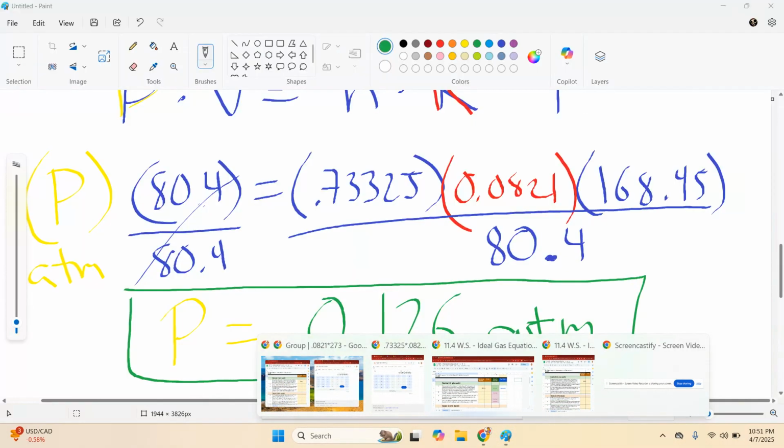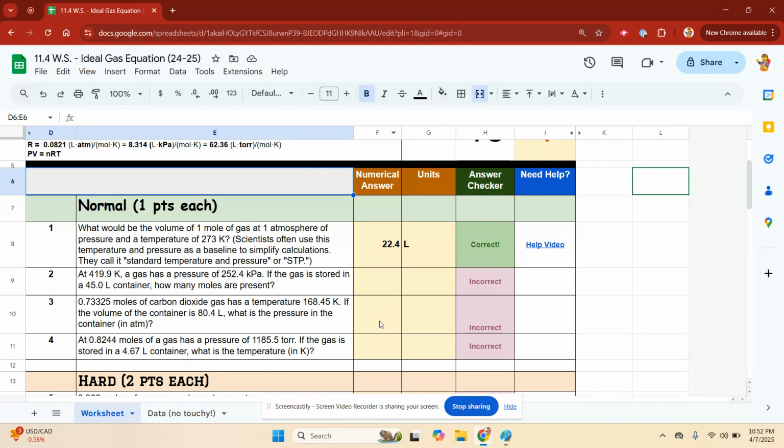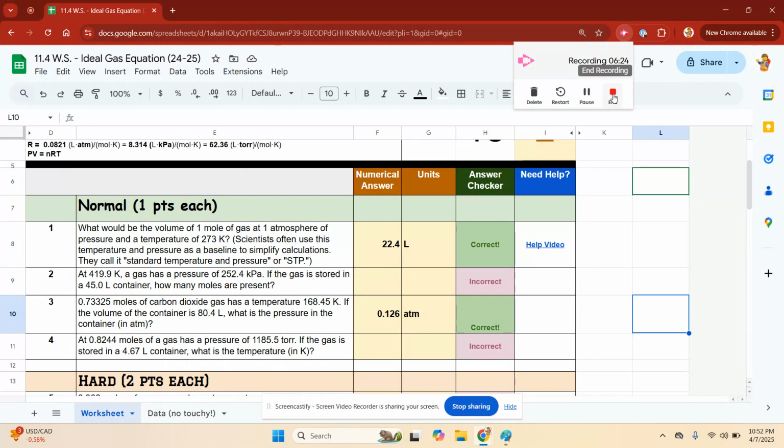Here I go. 0.126 atmospheres. Now, why did this round? I obviously have to do some formatting here. So, 0.126 atmospheres. Very good. Okay, awesome. Well, that's a wrap. Box it. Send it.